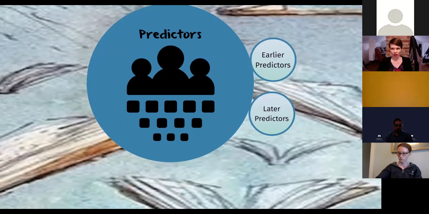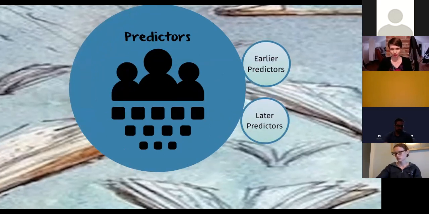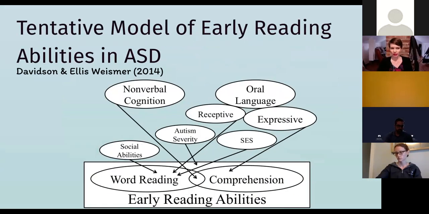And I'm going to look at some earlier predictors and then some later predictors. So in that same study where we classified the different profiles, we also looked at concurrent and longitudinal predictors of early reading abilities. And then based on the results of those, a series of regressions, we proposed this tentative model of early reading abilities in ASD.